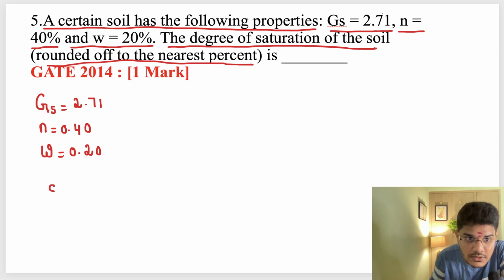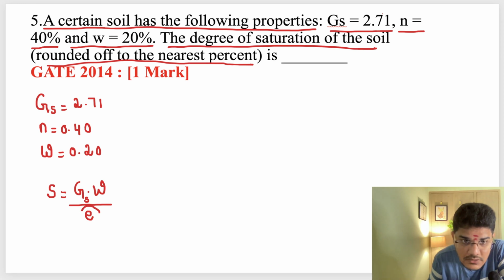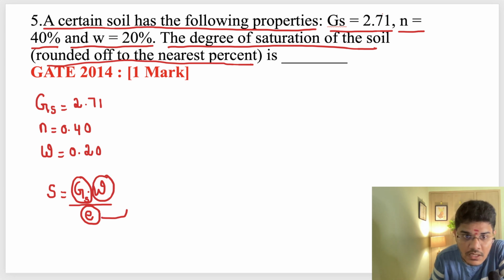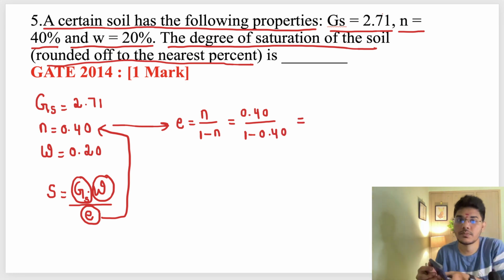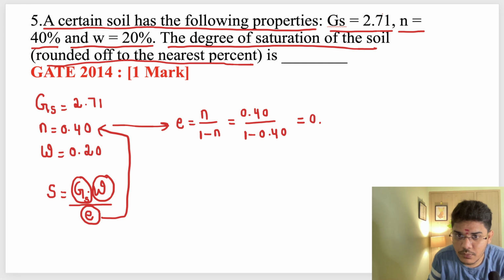So if you want to calculate degree of saturation, then S is equal to Gs into water content divided by e. But here e has not been given. Gs is given and w is also given, but e is not given. e we can calculate from porosity. How can we calculate? e is equal to n by 1 minus n. That is 0.40 divided by 1 minus 0.40, which is 0.4 divided by 0.6. 0.666, that means 0.67.